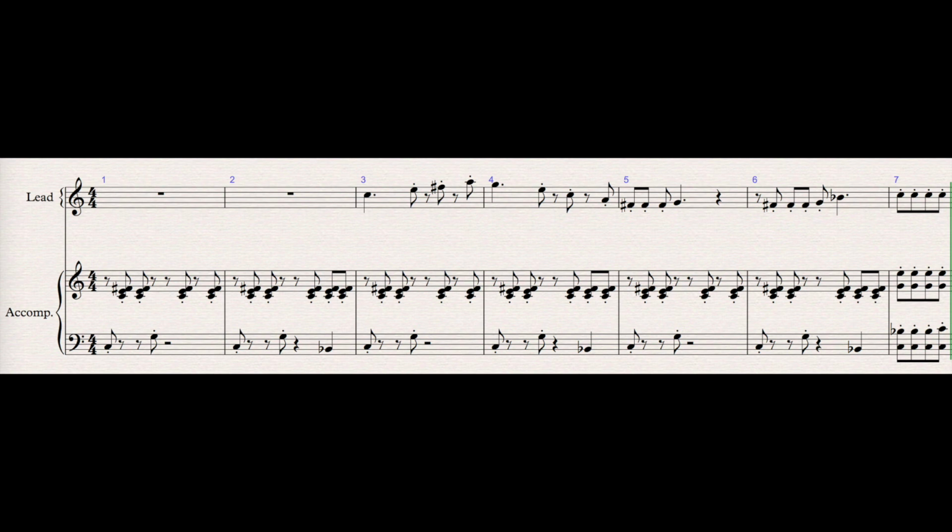Now listen to the same song if we take away just the Lydian feel.